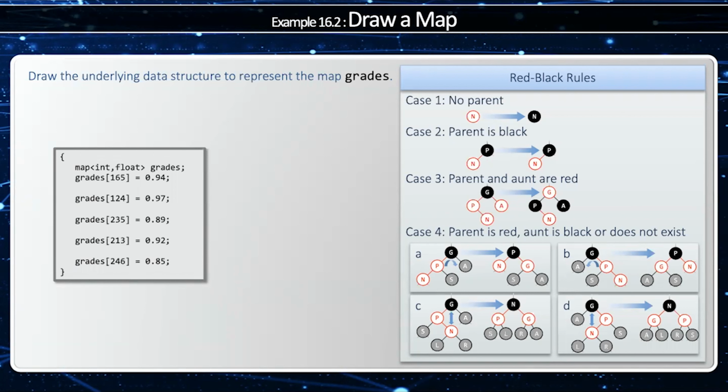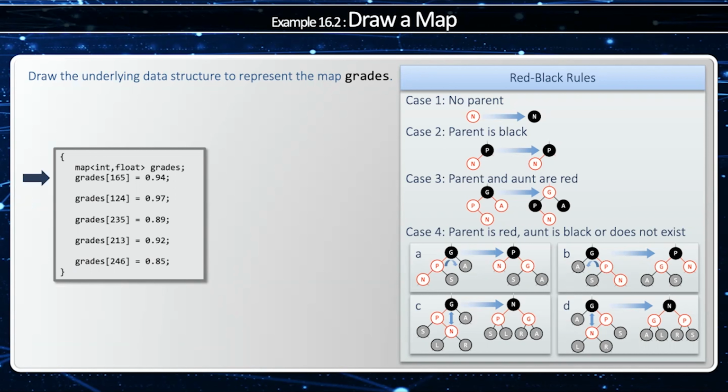Case 1, when I have no parent, an initially red node becomes black. Case 2, where the parent is black, then I don't have to change anything. Case 3, where the parent and the aunt are red, and then we turn the parent and aunt black, but the grandparent turns red. And case 4 involves the parent being red and the aunt is black or does not exist. In this case, we have to do some sort of rotation, and there are 4 subcases there.